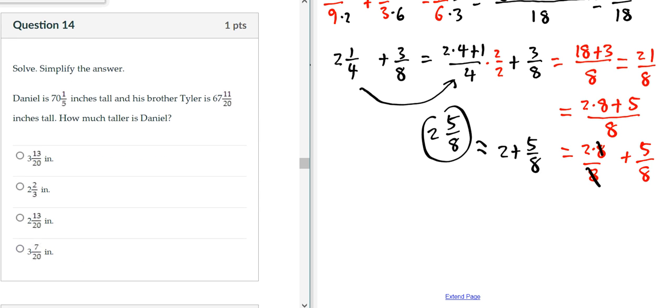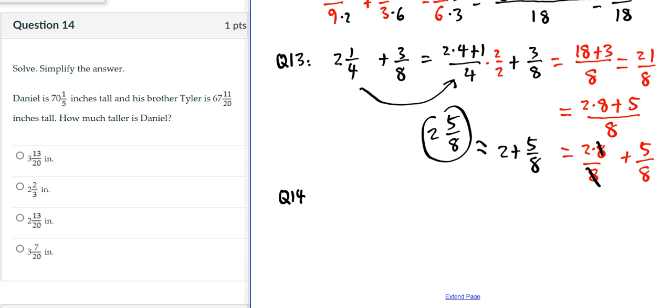Question 14 says, Daniel is 70 1/5 inches tall, and his brother Taylor is 67 11/20 inches tall. How much taller is Daniel? You see, we do have this kind of application, so that's why we want to understand how to do that. We're going to find out the difference between the heights. So to make it clear, we want to do subtraction.